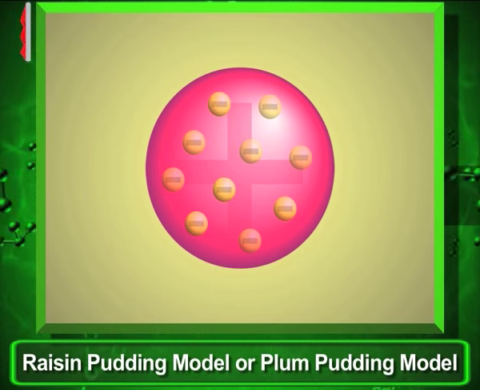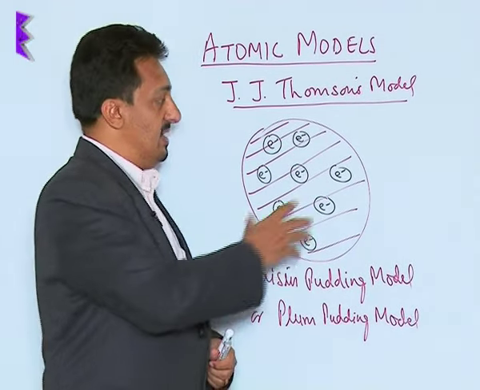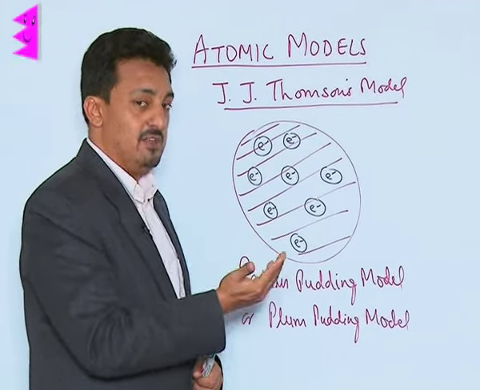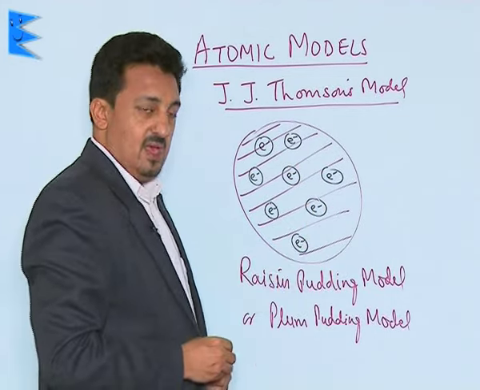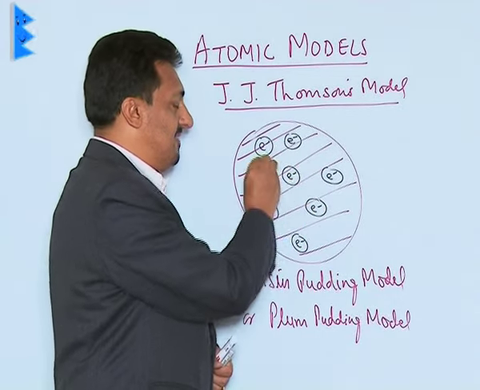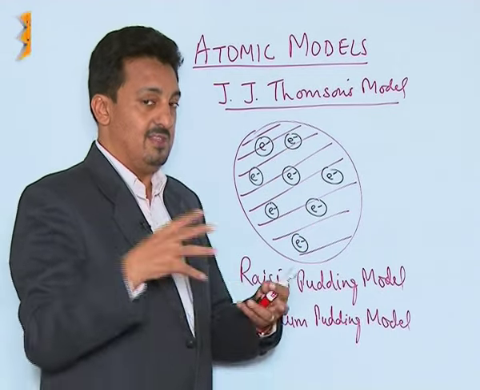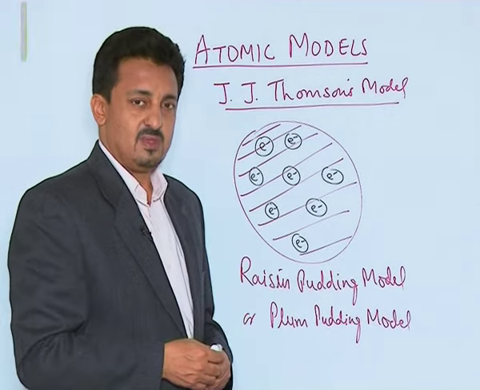So let me repeat again. According to J.J. Thomson's model of atom, the atoms are spherical in shape and the whole of the mass and the positive charge is uniformly distributed throughout the atom, and in this the negatively charged electrons are embedded here and there, like we have seeds in a watermelon, or raisins in the puddings.